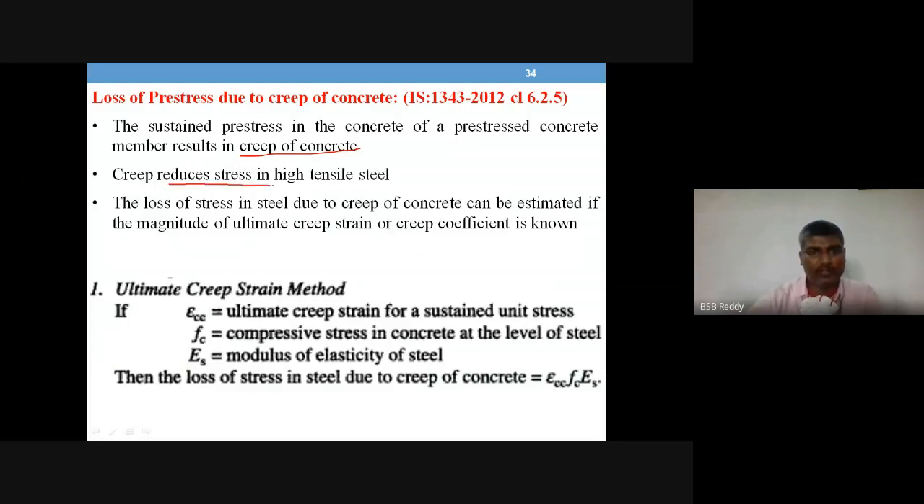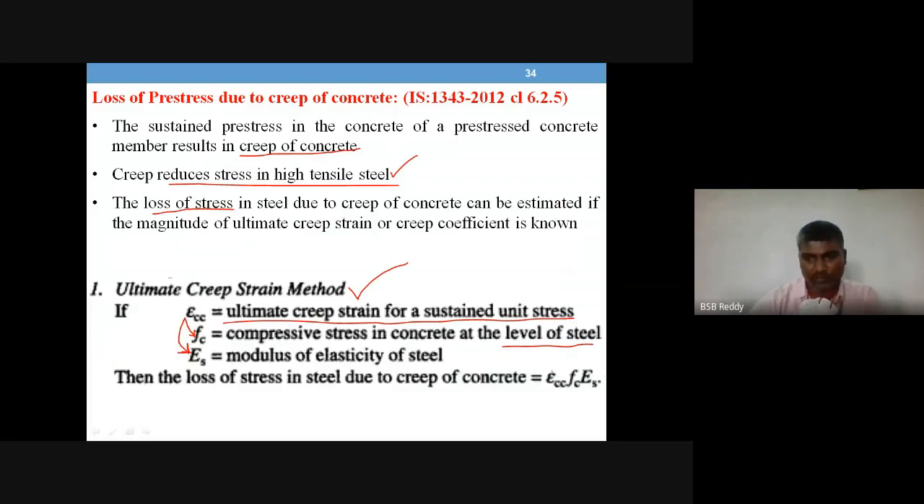So the creep reduces the stress in steel. Reason: concrete is going to be compressed, hence the steel is also going to reduce its length. Means the compressive strain will happen along with concrete in the steel also, so that will cause the loss of stress. So there are two methods. One is called the ultimate creep strain method, where if you know the value of ultimate creep strain per unit stress, that will be multiplied with the Young's modulus, which will give you the loss of stress per unit stress. And if you multiply with the total stress value in the concrete at the level of steel, that will give you the loss of stress.